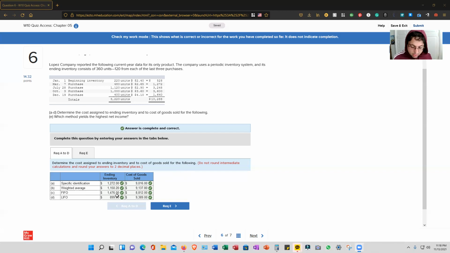Now for FIFO, all my notes are right here. It's worse. We're just going to go down to the December 19th purchase, because FIFO is first in, first out. Everything else is already gone. So now we're left with the more expensive stinkers. And we know that as prices increase, FIFO is going to give you the best results. So we've already answered direct E.